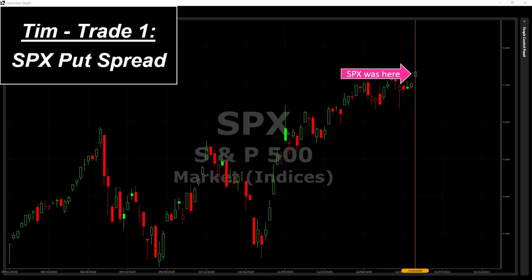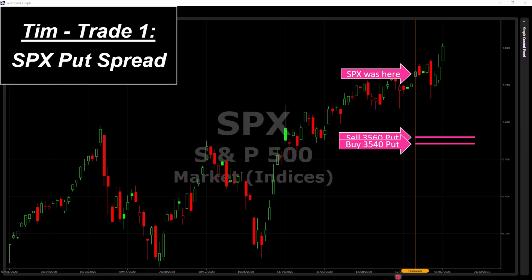Guess where his strike price was? If you're just looking at this chart, where would you think the strike price would be? Well, guess what? It was way down here. That's one of the beauties of the SPX. You could trade options way down here and still get paid a good premium. The put he bought as insurance was here.